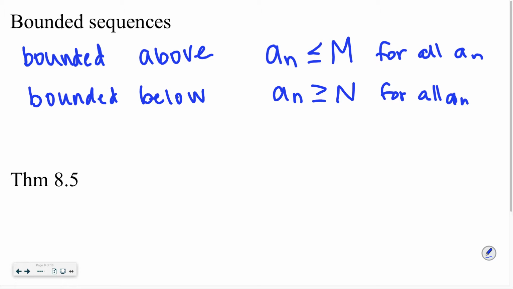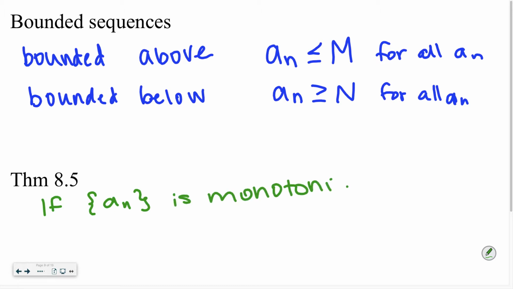Does this make sense? If our sequence is monotonic and bounded, then it converges.